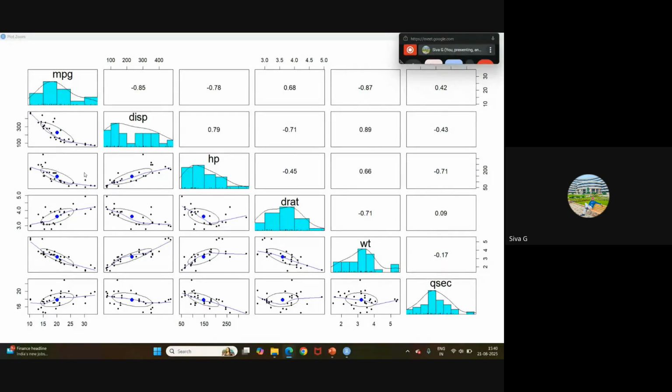Same situation in all the plots. See, this is a decreasing pattern, a negative correlation. The circle shows where more data points are scattered, the thick dot shows the centroid, and this is the trend line. So like this you can see here. Now going above, for MPG and displacement, the scatteredness shows a negative correlation, and you can see here minus 0.85, negatively correlated, 85%.